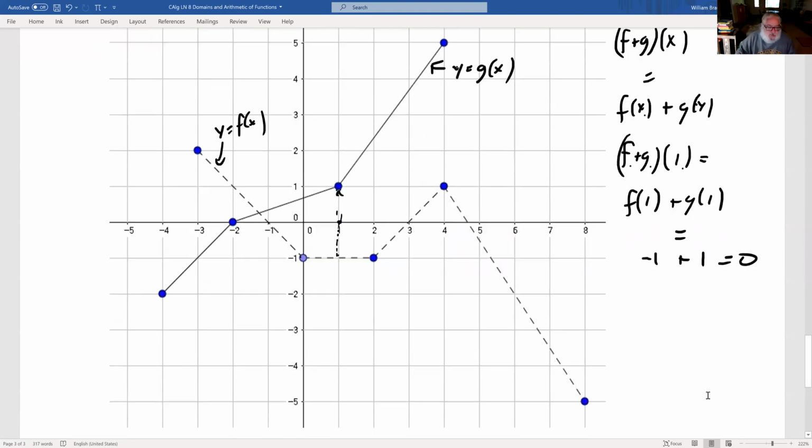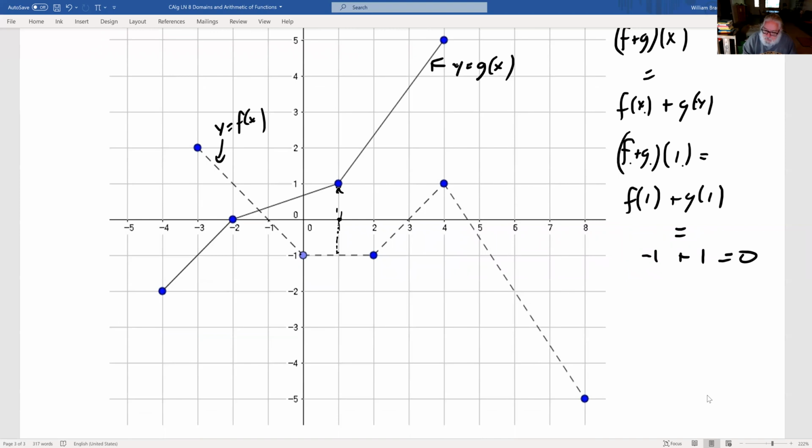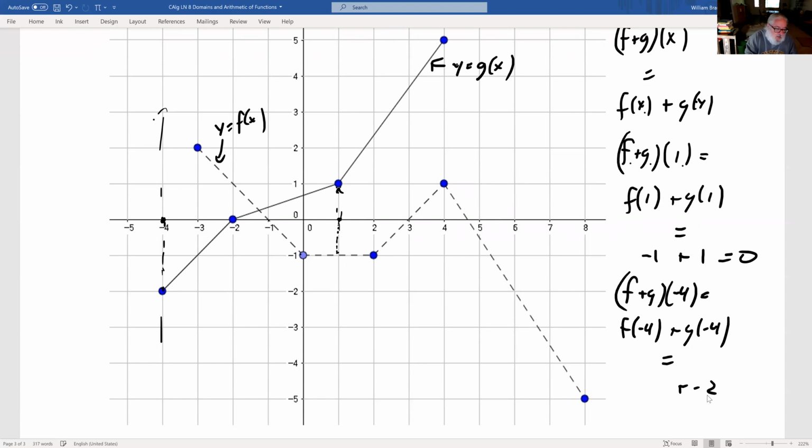So what's f plus g of minus 4? Well, that should be f of minus 4 plus g of minus 4. So g of minus 4 is, we go to minus 4. g is this solid line, so g of minus 4 is minus 2. What's f of minus 4? Well, we go to minus 4, and then we go up and down, and we go, whoa, that doesn't work. f of x actually just stops at minus 3.